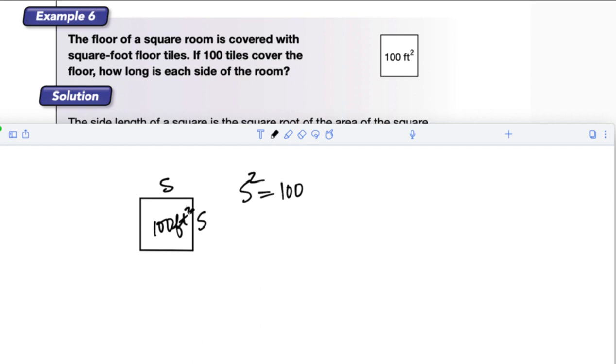And remember that feet squared, that 2 does not have to do with 100. It's just a way of writing units here. So S squared is equal to 100 feet squared. What is S? S is equal to the square root of 100. S has to equal 10 because we know that 10 times 10 is 100. So 10 feet would be the dimensions or the lengths of each side of this square room.